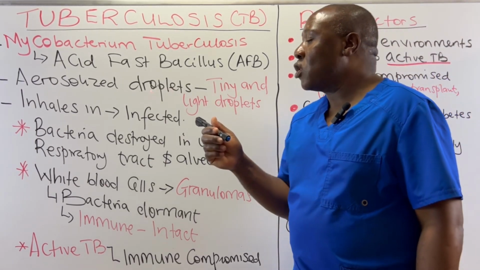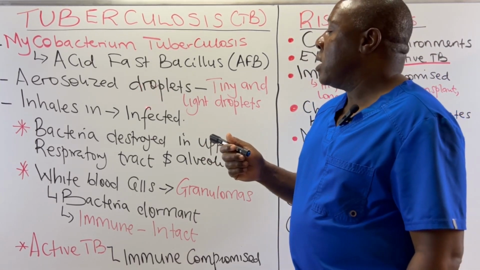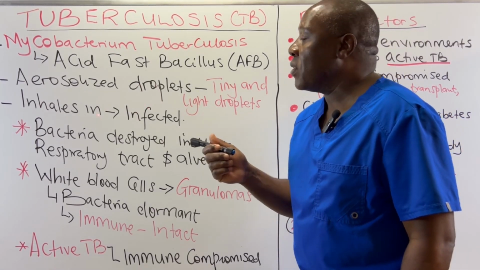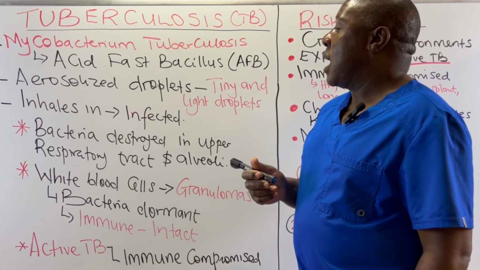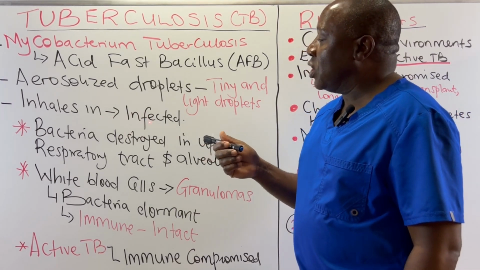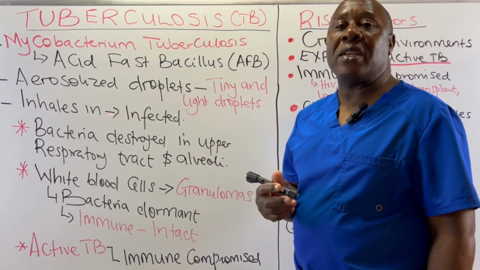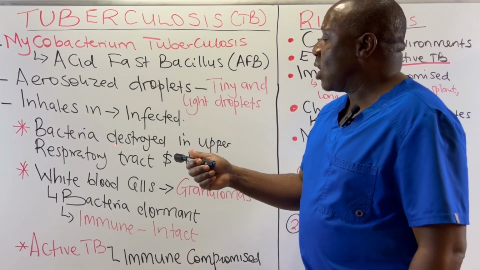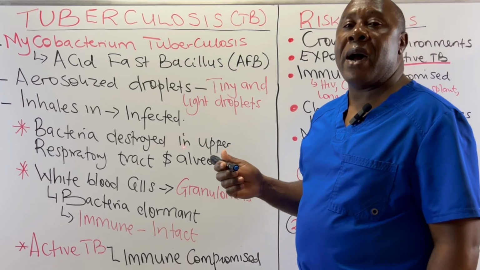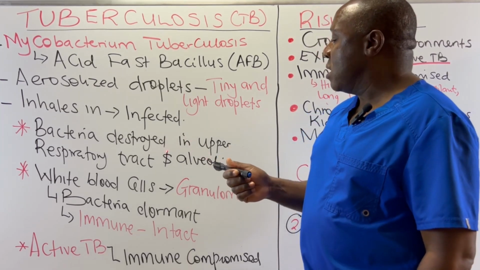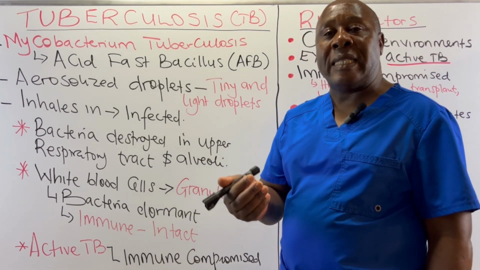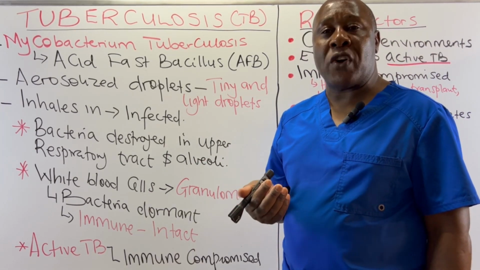Now, a person becomes infected when he inhales these tiny droplets that contain this bacteria. And when a person inhales these droplets, there are three things that can happen. One, the bacteria could be destroyed in the upper respiratory tract or in the alveoli. So when this bacteria is inhaled, it enters the respiratory tract.